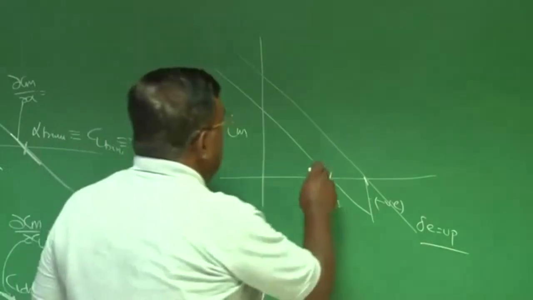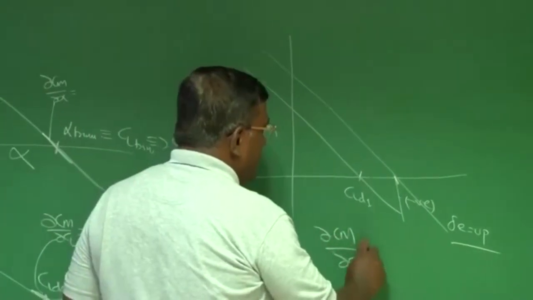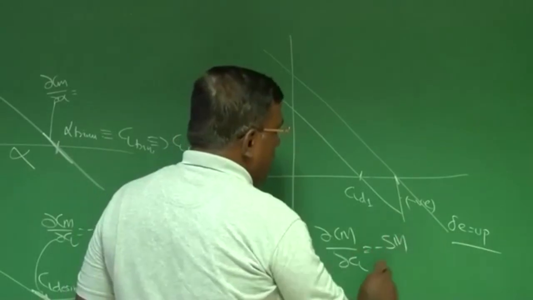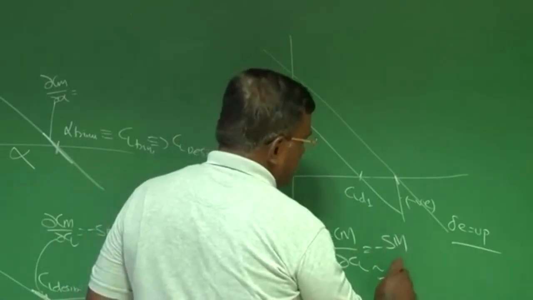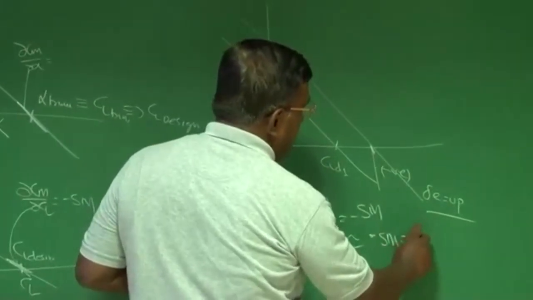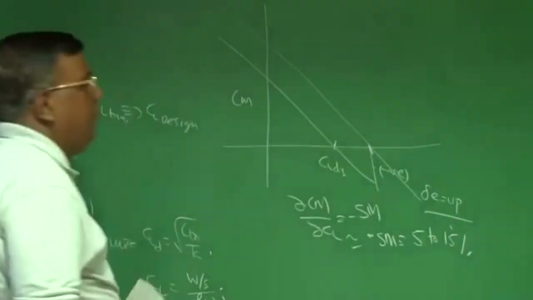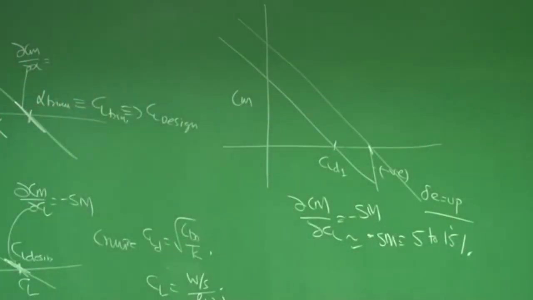Where I know that the slope dCm by dCL should be minus static margin, and we design the static margin, we keep it around 5 to 15%, depending upon what level of confidence I have got on those aerodynamic estimations.